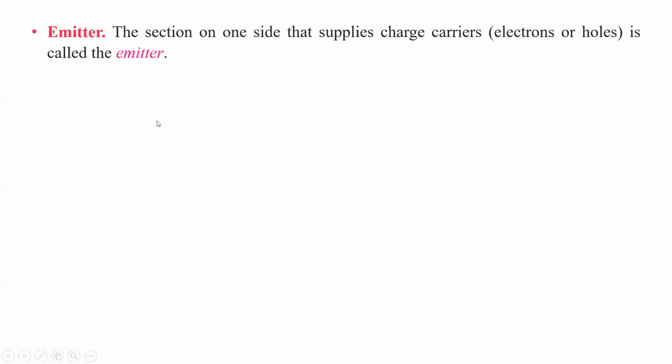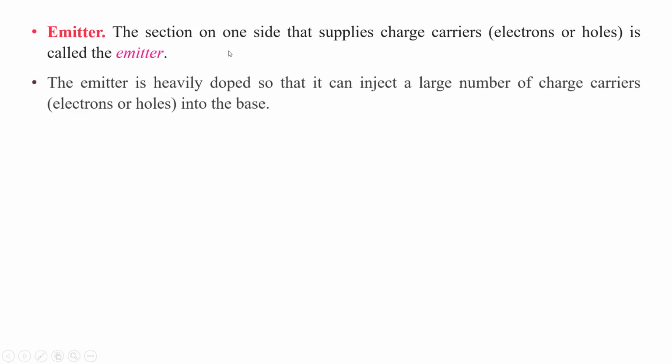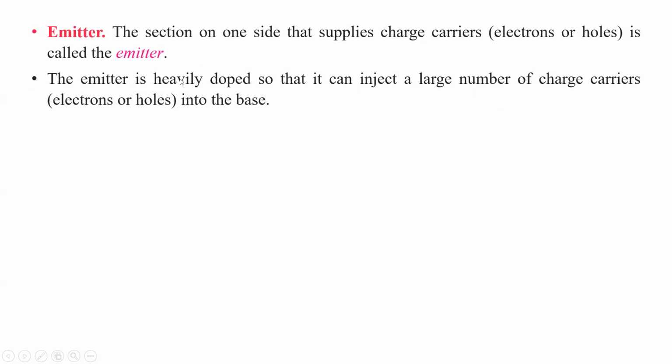So what are the main important properties of the emitter and what is the function of the emitter? Basically, the emitter is situated on one side of the transistor and its function is to supply the charge carriers. Okay, so the emitter basically provides the charge carriers required for the conduction. This emitter is heavily doped so that it can produce a large number of charge carriers.